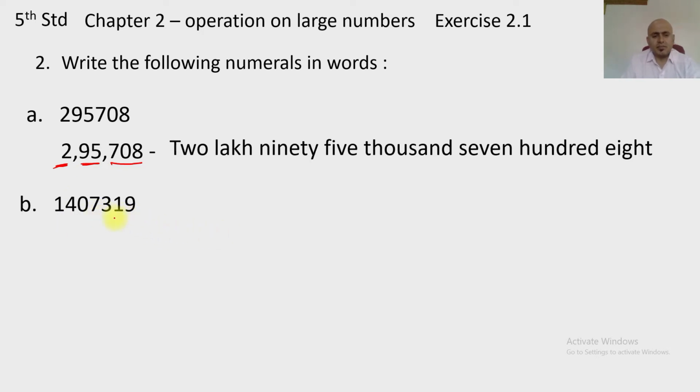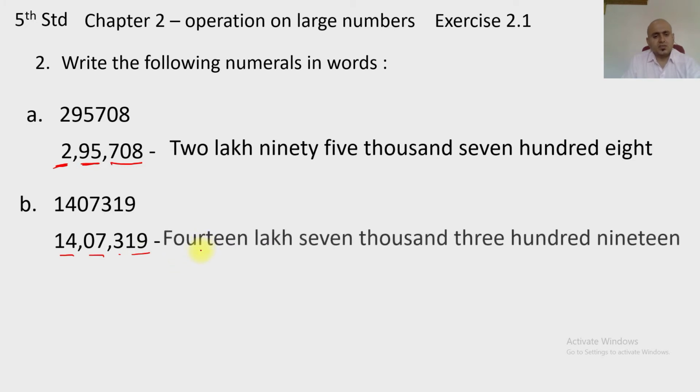1407319. So let us separate with commas first. That is 14. So we got 14 lakhs 7,319. So we can write in words easily. That is 14 lakh 7,319. Okay. Let us see the next question.